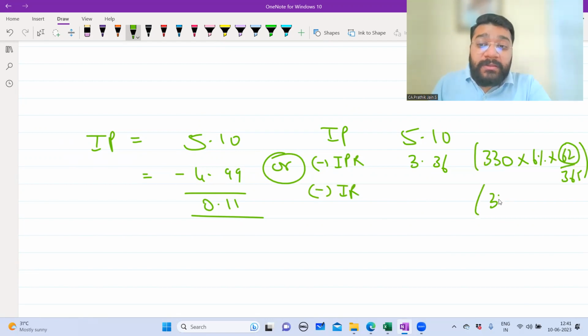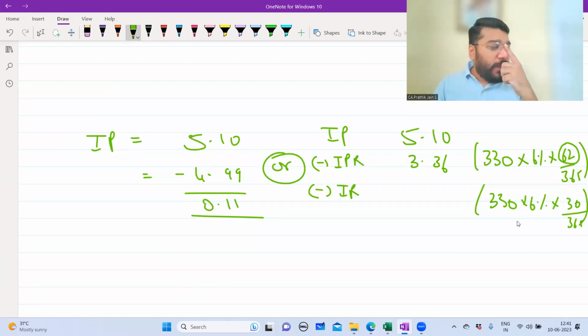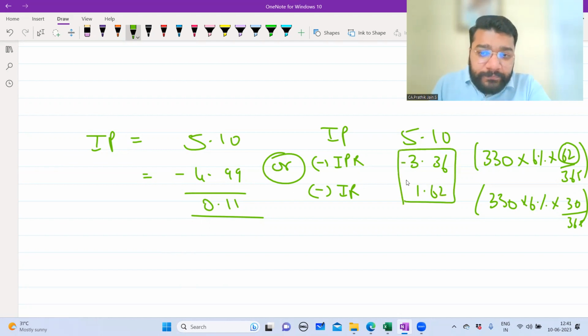Minus is interest receivable. Sir, 330 into 6%, you paid 30 days in advance, so we have to receive interest from that fellow. How much now? 330 into 6% into 30 by 365. 1.62. Add these both. 4.98. Exactly matching, 4.98 or 4.99.